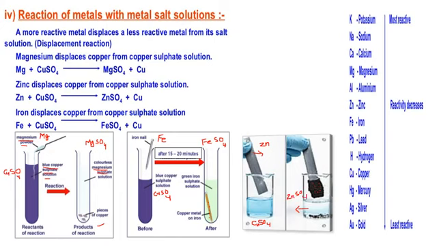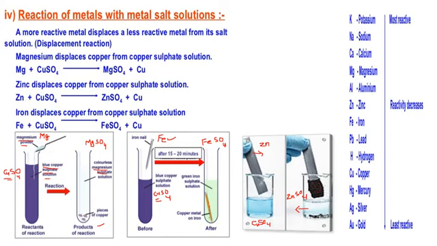Now after we observe all these pictures, we can see there is a displacement of metal from its salt solution. The copper is displaced by magnesium from the copper sulfate solution. Here we can see again the copper is displaced by iron from the copper sulfate solution.